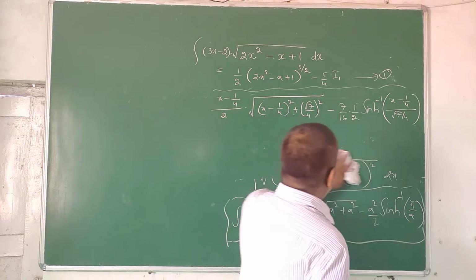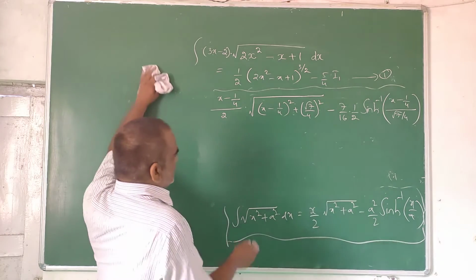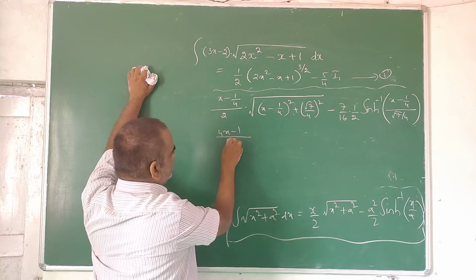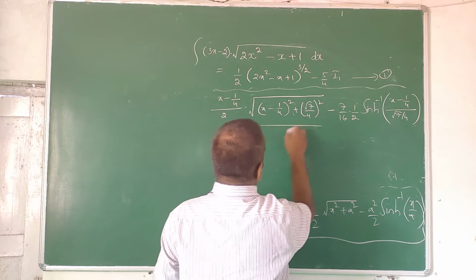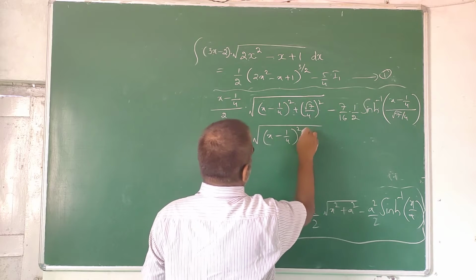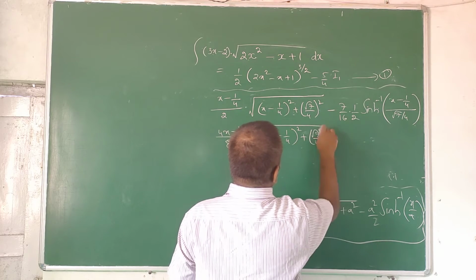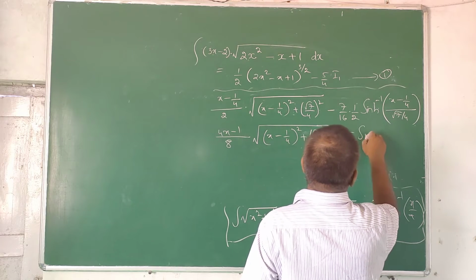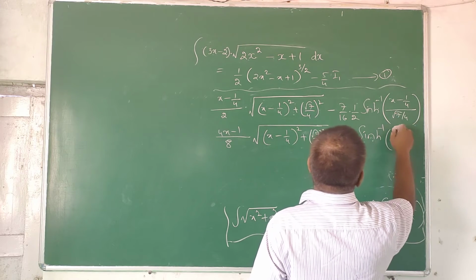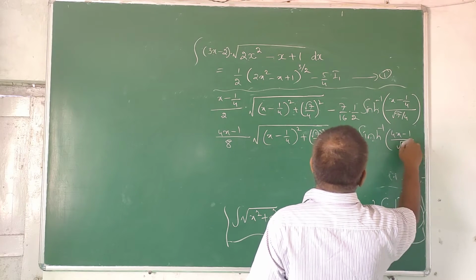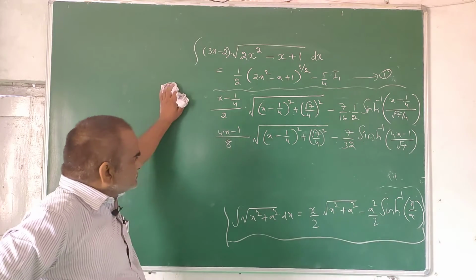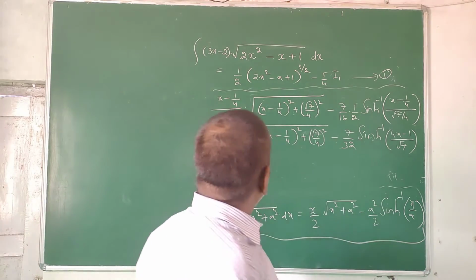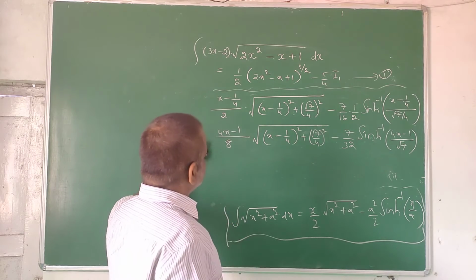So now if you go for further simplification, this is 4x minus 1 by 4 will be multiplied here, so 2 4s are 8 into root over x minus 1 by 4 whole square plus root 7 by 4 whole square minus 7 by 32 into sinh inverse 4x minus 1 by root 7, that 4 gets cancelled. Right? So now if we continue.